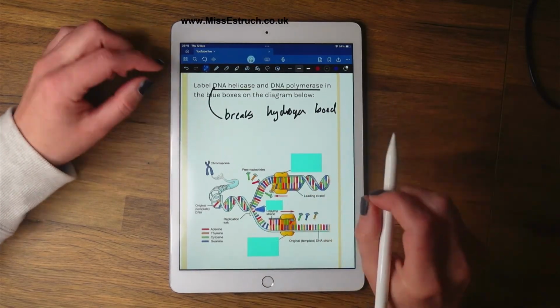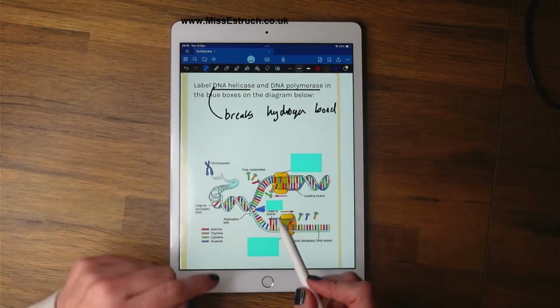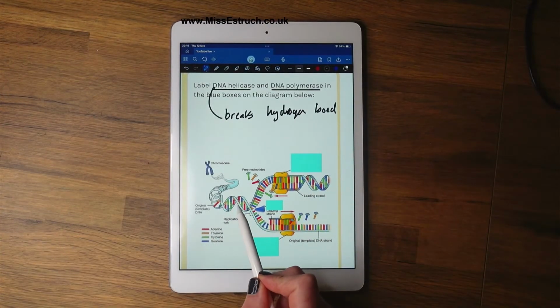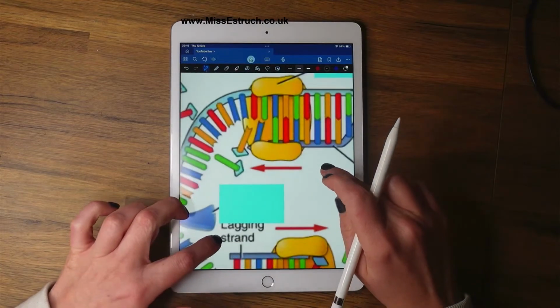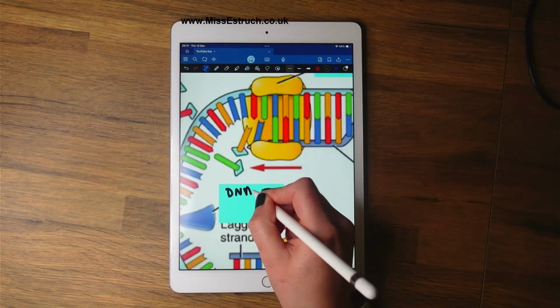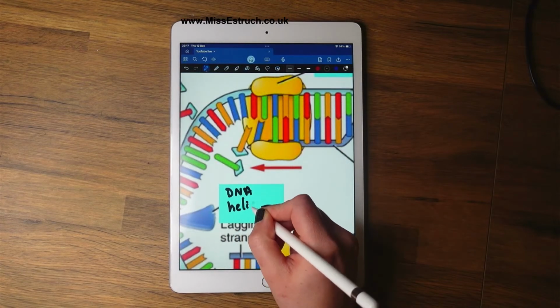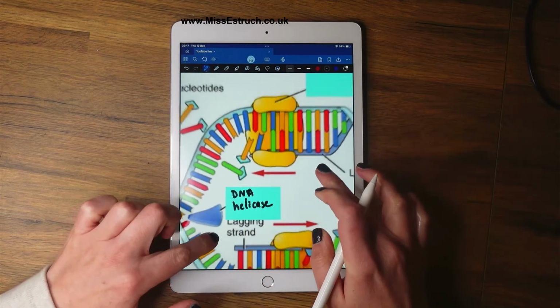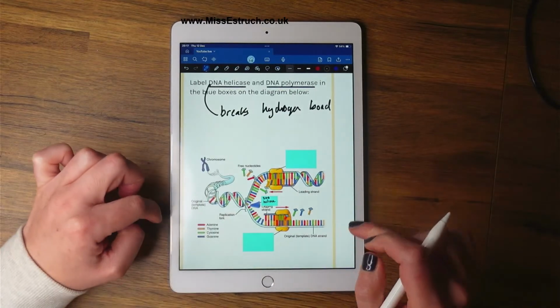So it breaks the hydrogen bonds. So we can see here that is happening at this point. So that means this box, I'm going to say, is DNA helicase.